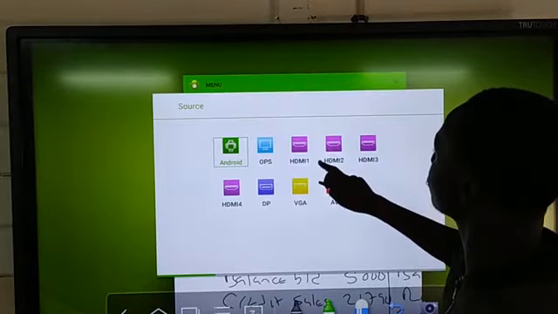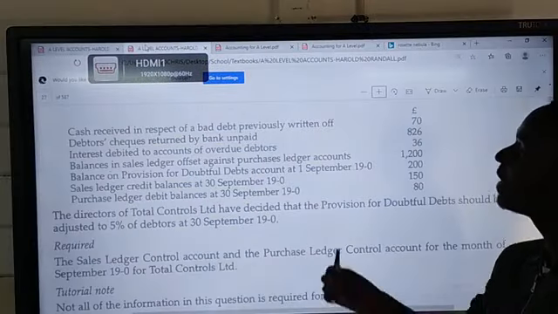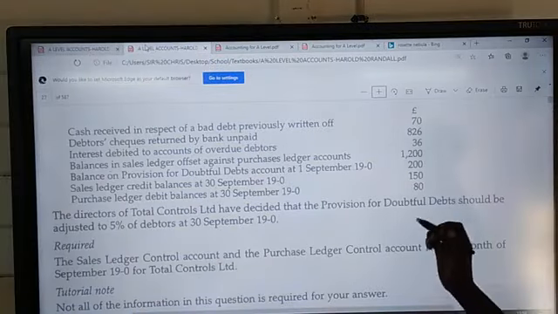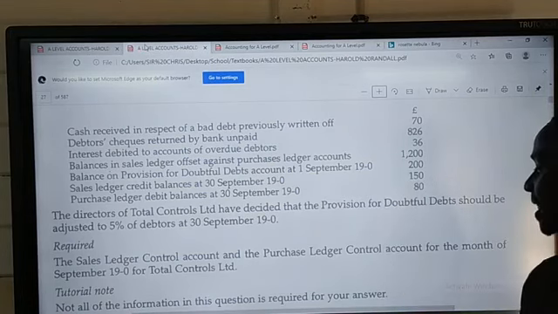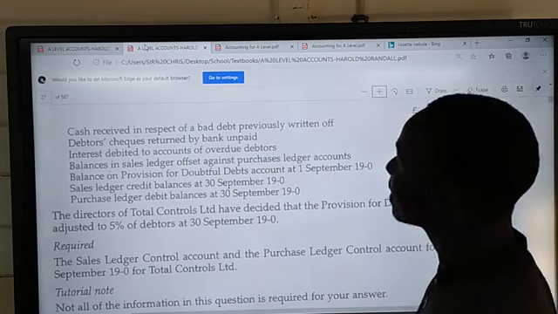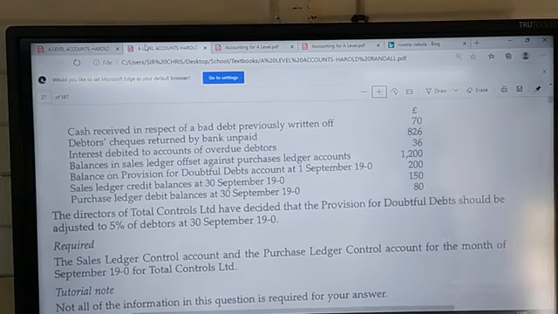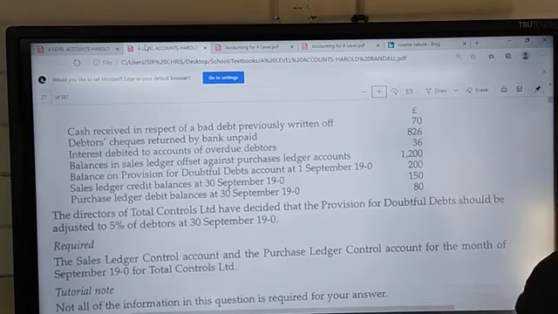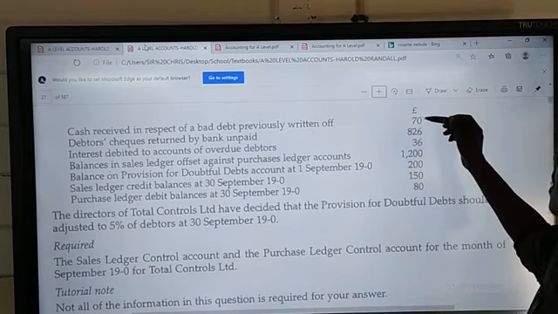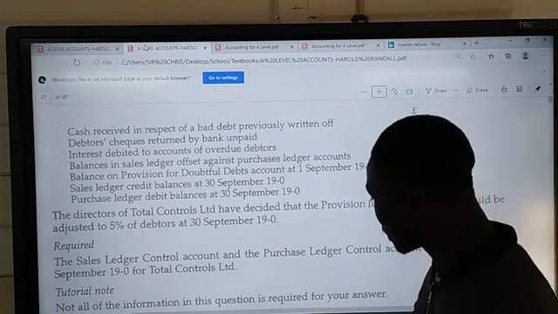If we go to the other part of our question, let's go again to the source. We have cash received in respect of bad debt previously written off. Remember, I said this is bad debt recovered. When we record bad debt recovered, the debtors' cheques returned by bank unpaid, that's dishonored cheque, and interest debited to accounts of overdue customers. Let's go and record these three in the receivables control account.